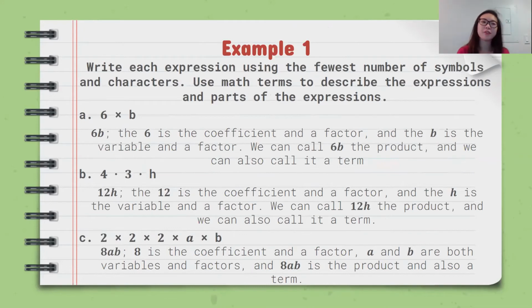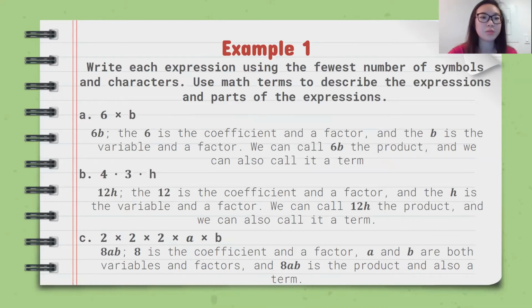So let's do our first example. Write each expression using the fewest number of symbols and characters. Use math terms to describe the expression and parts of an expression. So we'll do these together, and then I have some for you guys to do on your own.